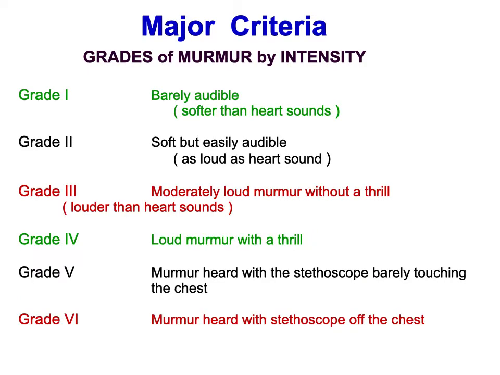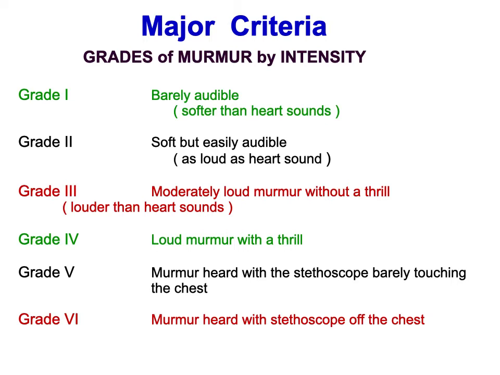Now finally, grades of murmur. Now, different teachers put it differently. I have put it in a very simple way so that it can be very easy for you to remember also. So, there are 6 grades of murmur. Grade 1 is barely audible. You compare with the heart sound. It is always softer than the heart sound. That is a grade 1.